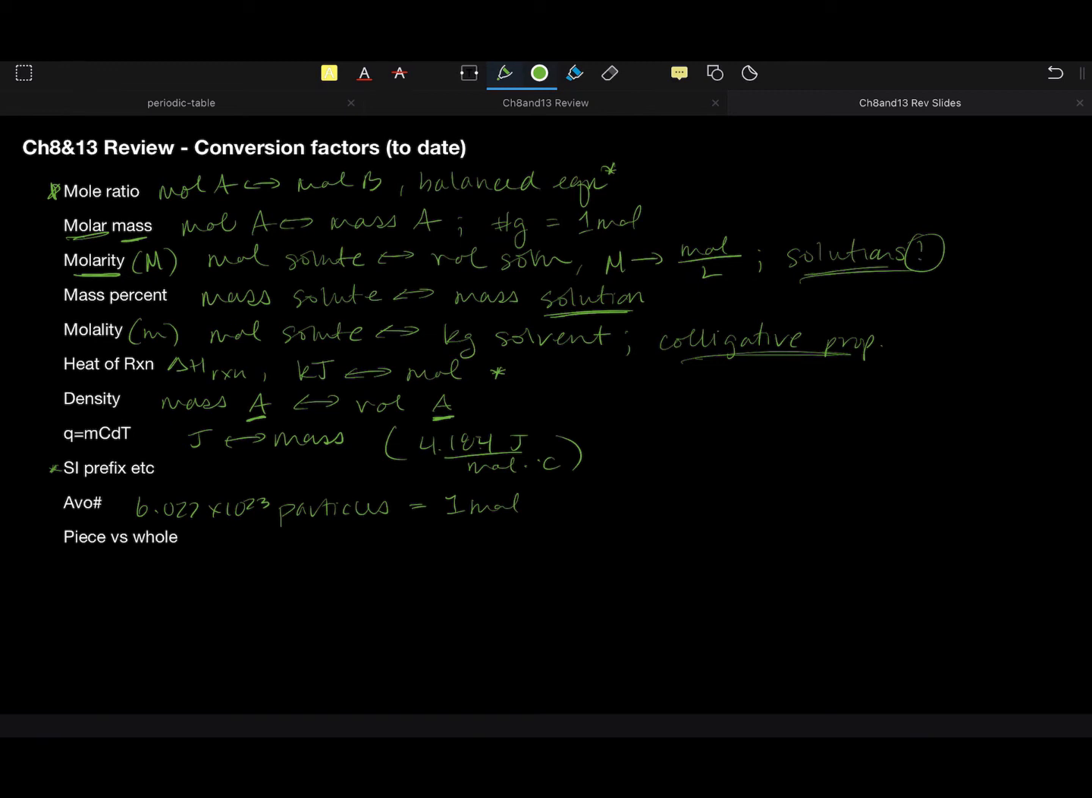And then we have our piece versus whole conversions, and this goes back to chapter 6, right? Where we can use a chemical formula to break down something into what it's made of. All right, so summary of our conversions to date.